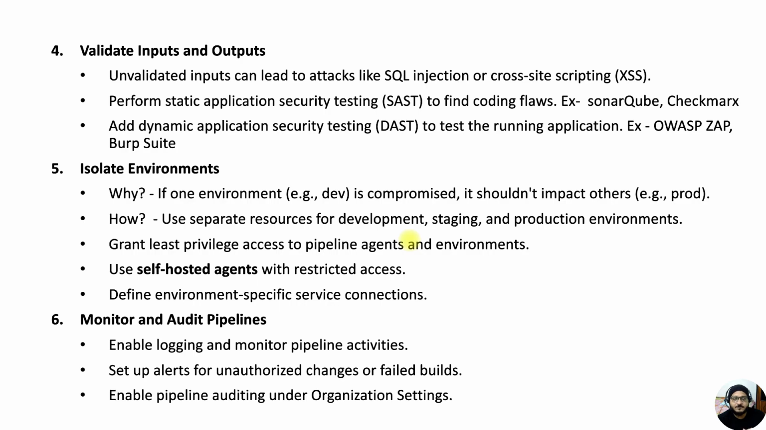Sixth point, you can mention monitoring and auditing pipelines, because pipeline auditing is also mandatory. If you are using Azure DevOps, under organization settings there is an option called pipeline auditing, so you can enable that. You can set up some kind of alert if there is any unauthorized change or any build failure, then you can quickly check and fix it.